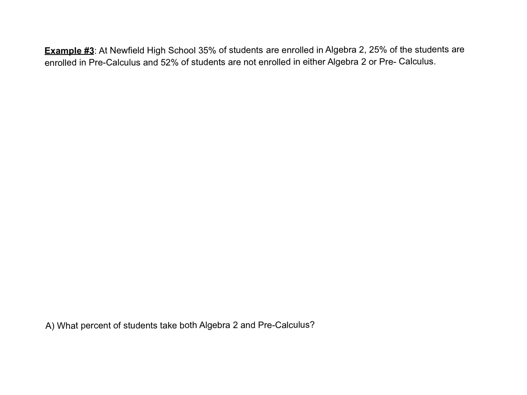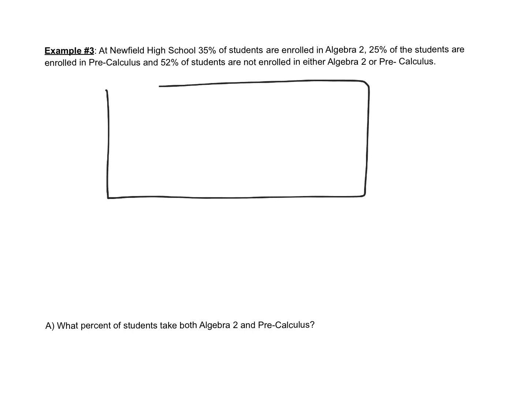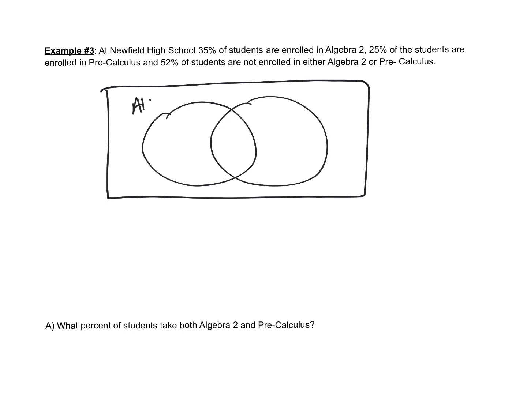All right, let's take a look at the last problem. Example number 3. At Newfield High School, 35% of the students are enrolled in Algebra 2, 25% are enrolled in Pre-Calc, and 52 are not enrolled in either Algebra 2 or Pre-Calc. So again, with all of these problems, we need to draw a rectangle and our two circles. So we've got Algebra 2 and we've got Pre-Calc. Now this time, if you notice, they're giving to you the probabilities or percentages rather than numbers.